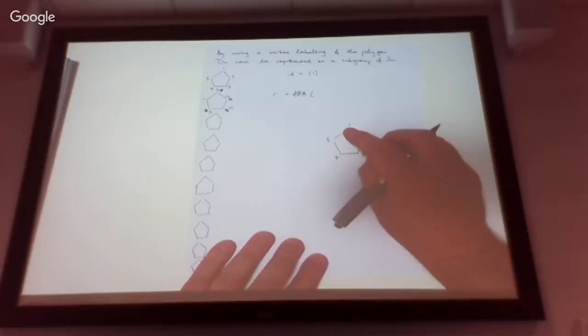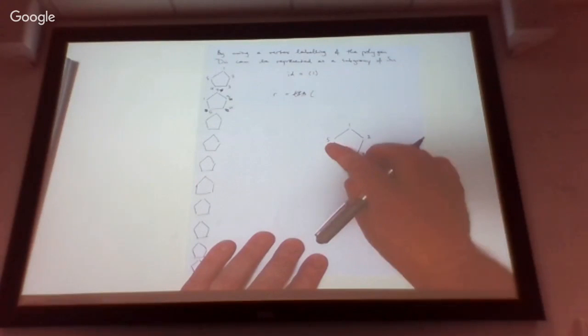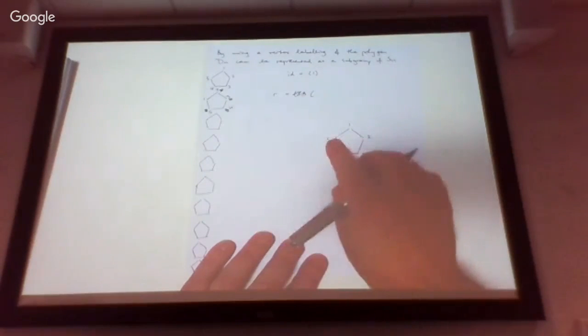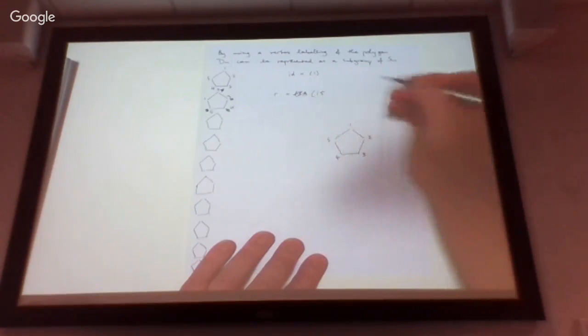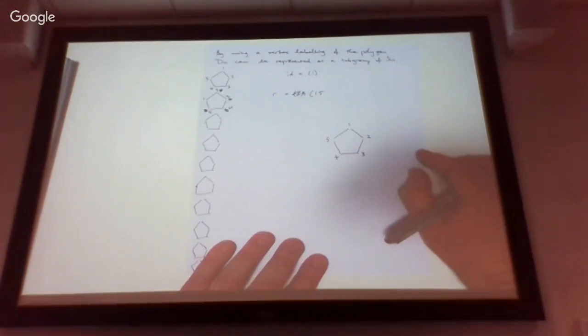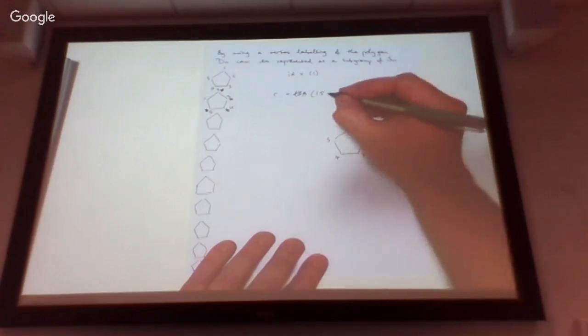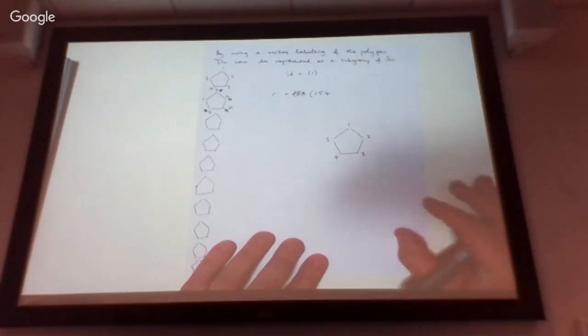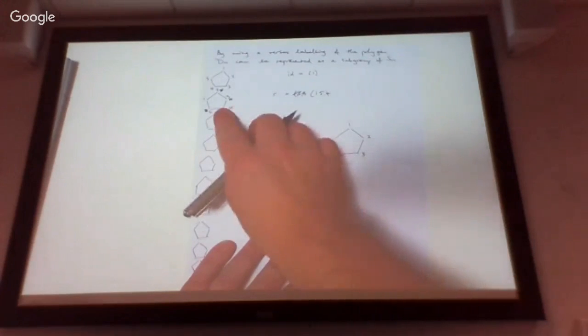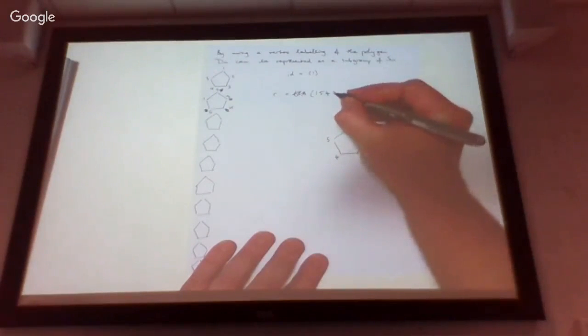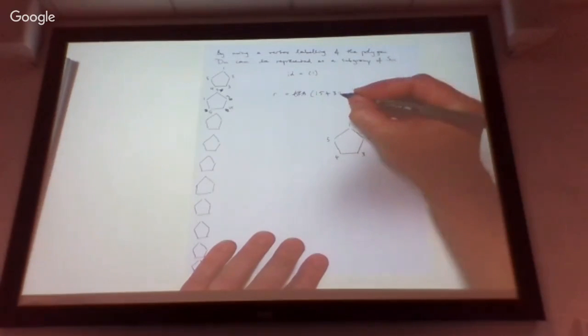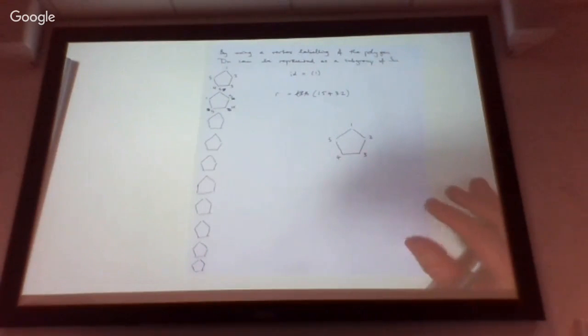So 1 has been sent to the position that 5 previously held. 1 has been sent to 5. And 5 has been sent to the position previously held by 4. 4 has been sent to the position previously held by 3. You get the idea. 3 has been sent to the position previously held by 2, and so on.